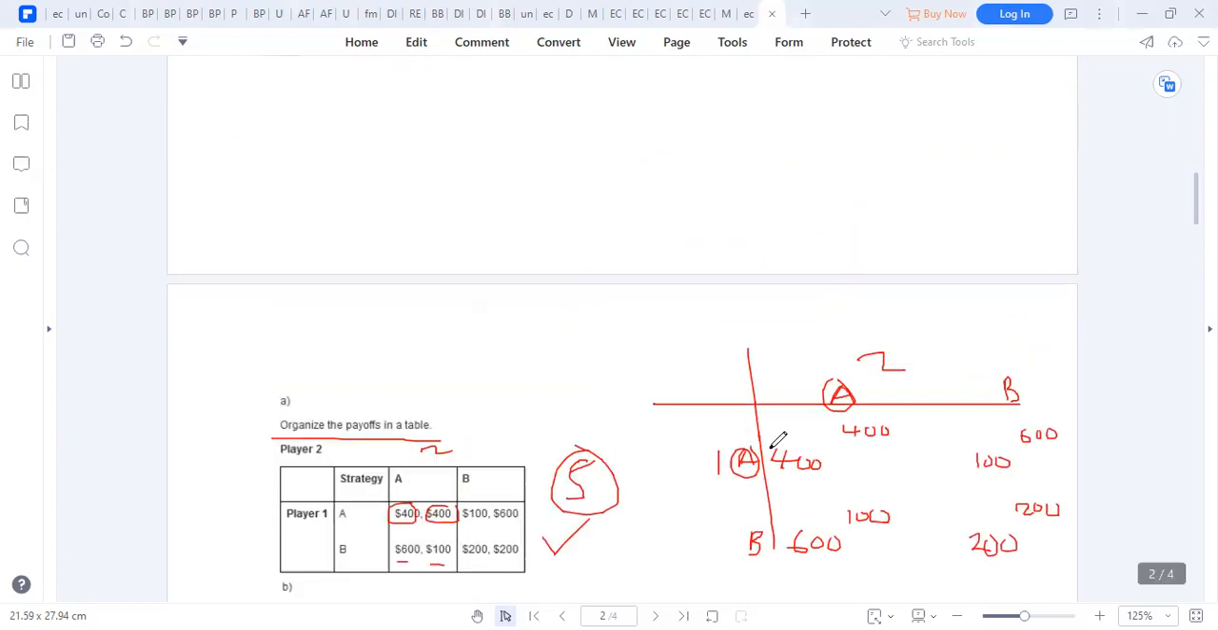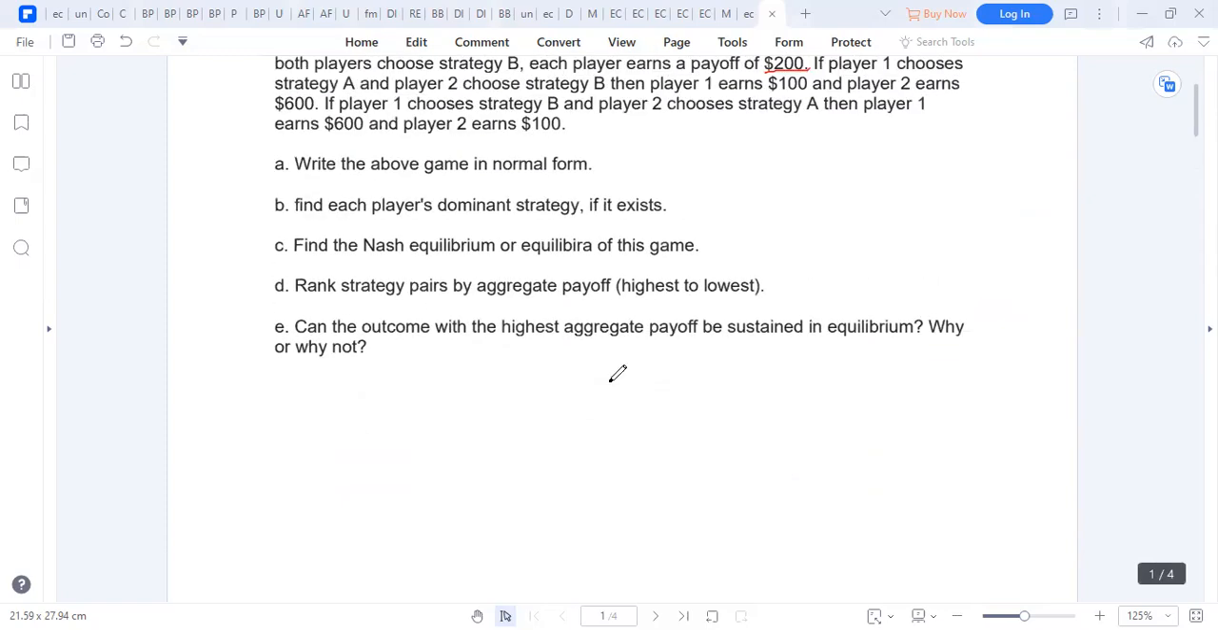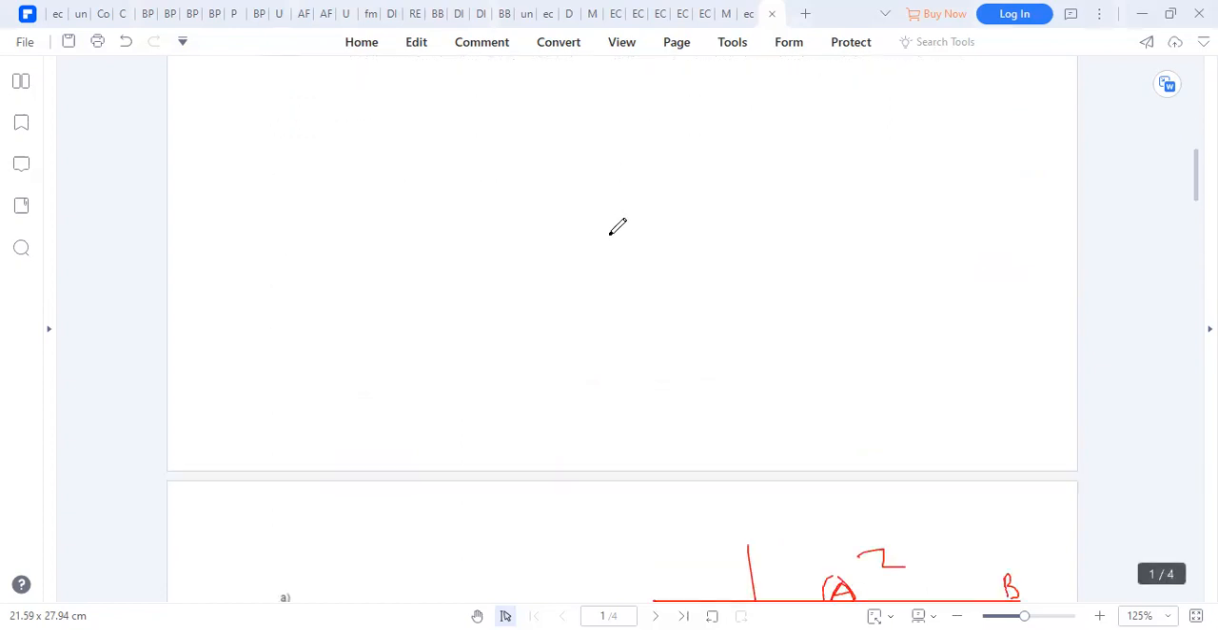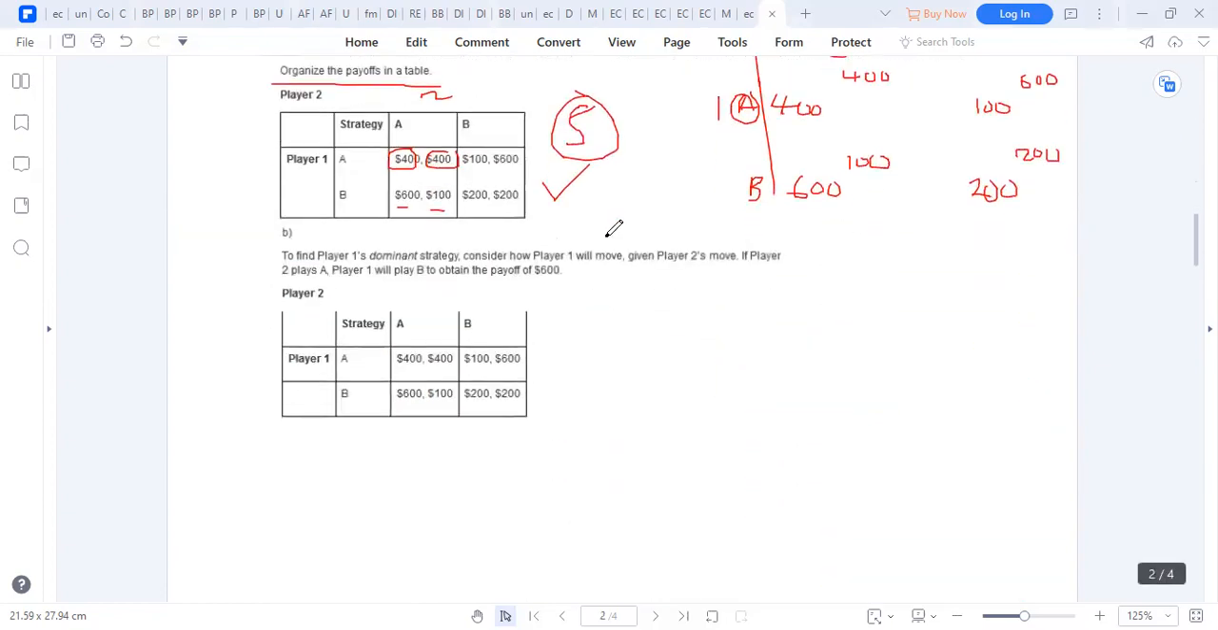Yes. Then let's go to the second one. Find the player's dominant strategy if it exists. So for us to identify the dominant strategy, we need to find player 1's dominant strategy and consider how player 1 will move given that player 2 has made a move.